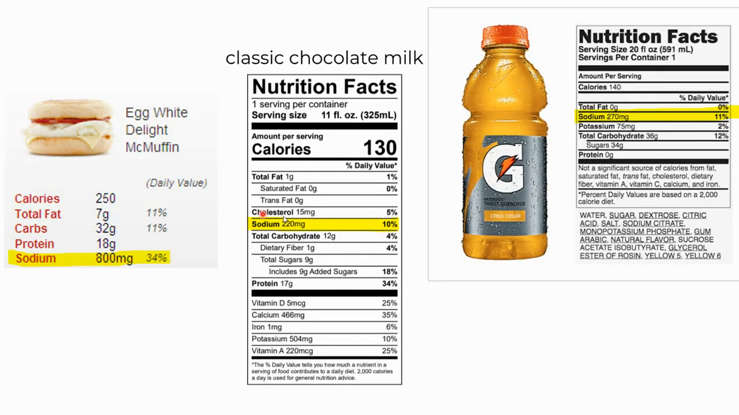That's it. From drinking some chocolate milk, you're about halfway to where you need to be, 220 milligrams. And from some Gatorade over here, you're at 270 milligrams. To be honest, I'm kind of surprised that it's only 270 milligrams. I would have thought it would have been a whole lot more sodium than that. It's even less than the McMuffin, which again surprises me.